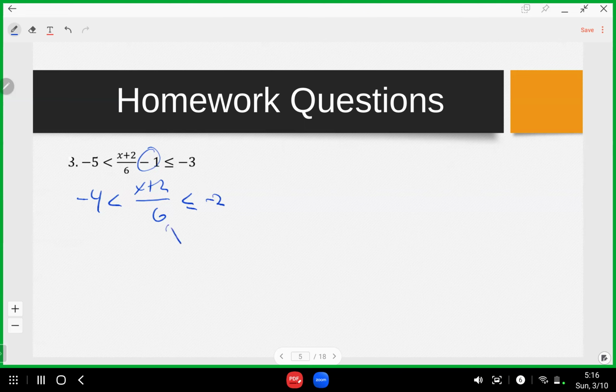So now what do you do with the 6? You multiply everything by 6. Okay, so now to get the x by itself, you have to move the 2.